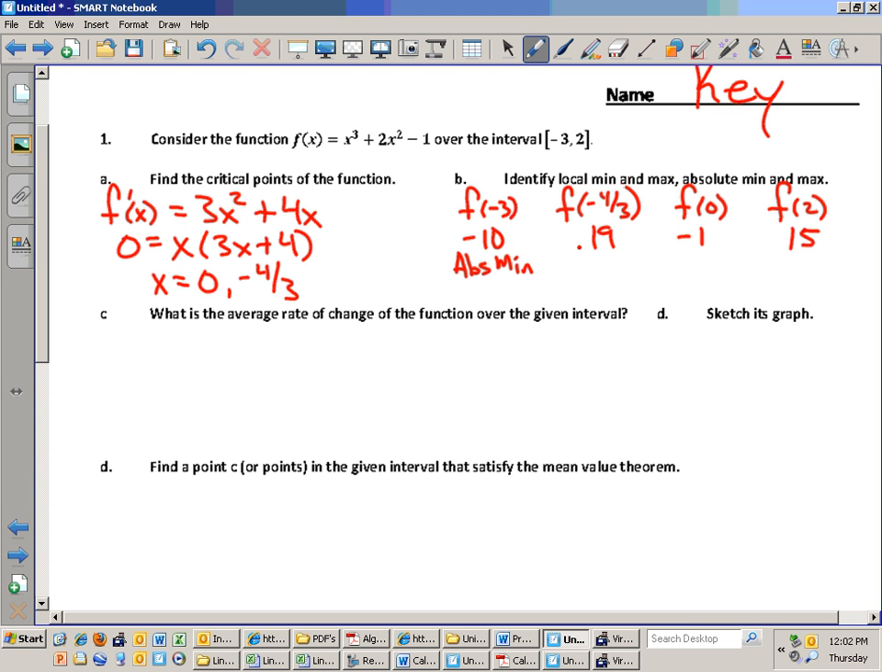0.19. Is it an absolute max? Is it a local max? It is a local max.